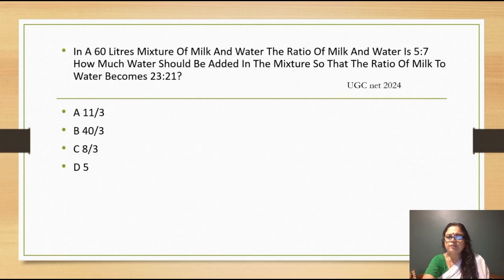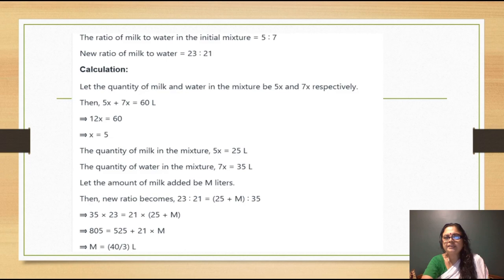So, a similar question, another question. In a 60 liter mixture of milk and water, the ratio of milk to water is 5:7. How much water should be added to the mixture so that the ratio of milk to water becomes 23:21? So you have 4 options which are given. Now how can we do this in a similar manner?